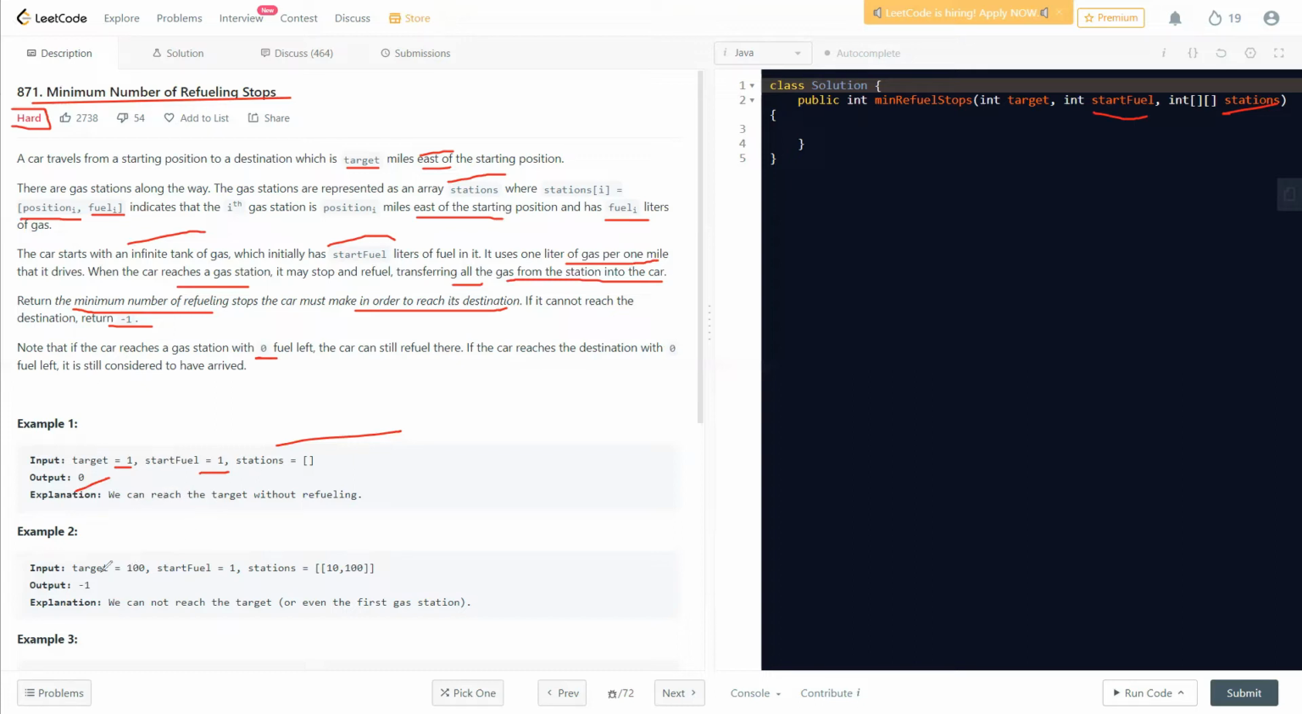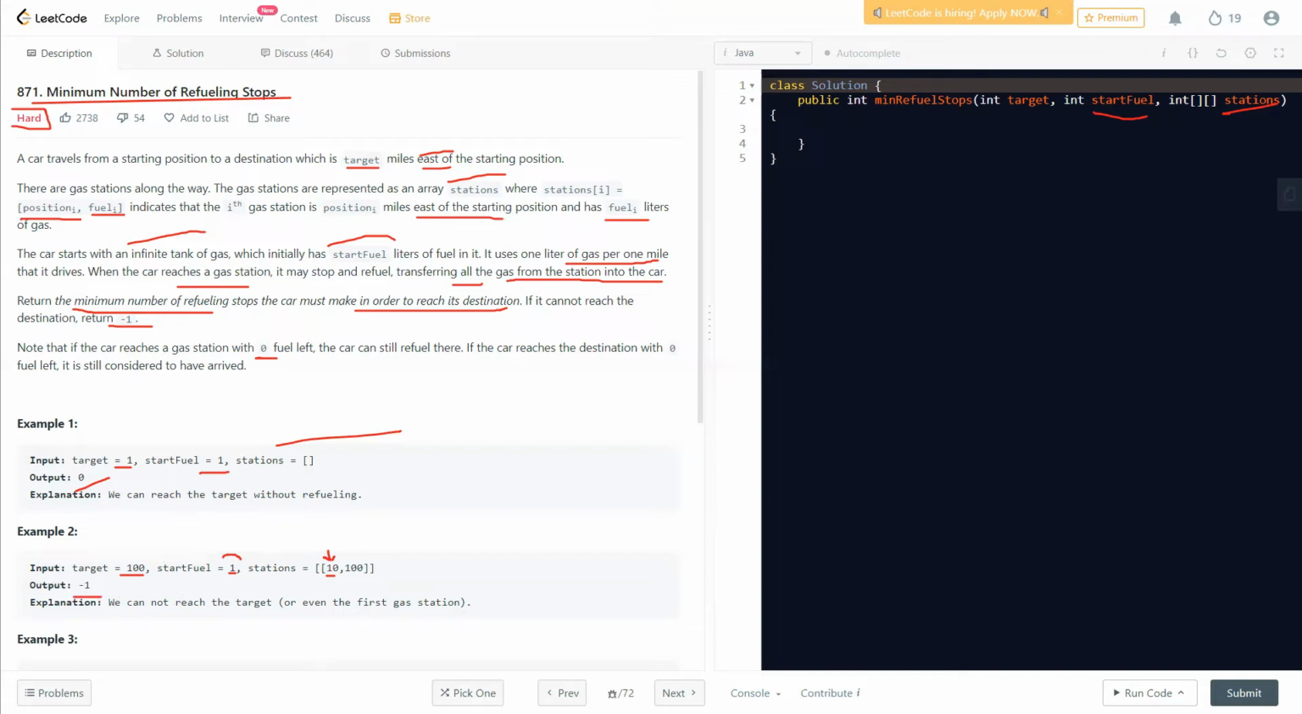Now let's see further. In example 2, our target is 100 miles, and our start fuel is 1. Fine, we are starting with 1 liter of fuel. With 1 liter of fuel, can we reach this station at 10? 10 is the position, that is, 10 miles from our starting position. We initially have 1 liter, and with 1 liter, can we reach 10 miles? No, we need 1 liter of fuel per mile. So we can reach a maximum of 1 mile. So we cannot reach our target. So the answer is -1.